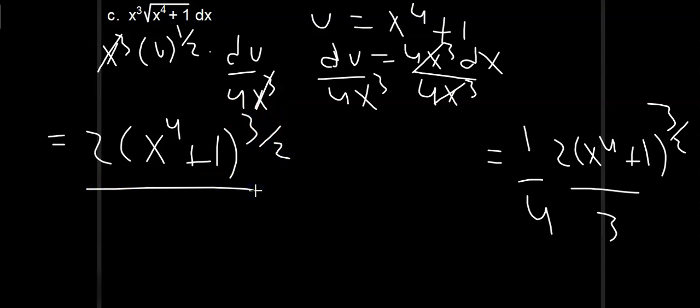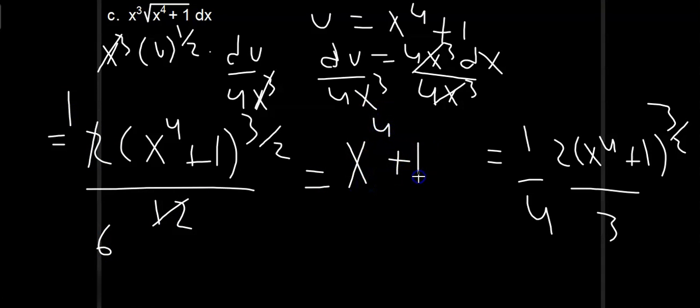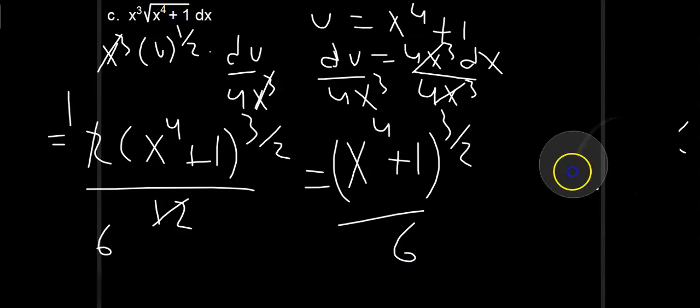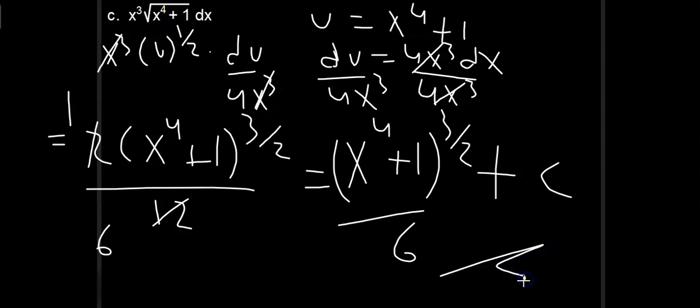And then the whole over, so 4 times 3 is 12, and then 2 times 1, and by 2, 6. So my last answer will be (x to the 4 plus 1) the whole to the power of 3 over 2, the whole over 6, plus c. So this will be my last answer, and this is all you have to do when you come to this specific example, and this is it for this specific example.